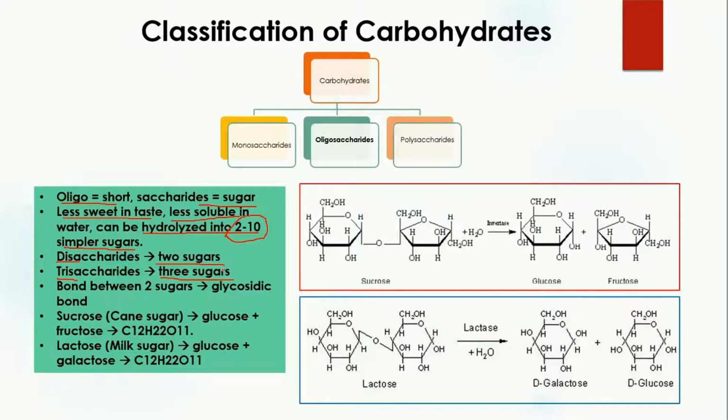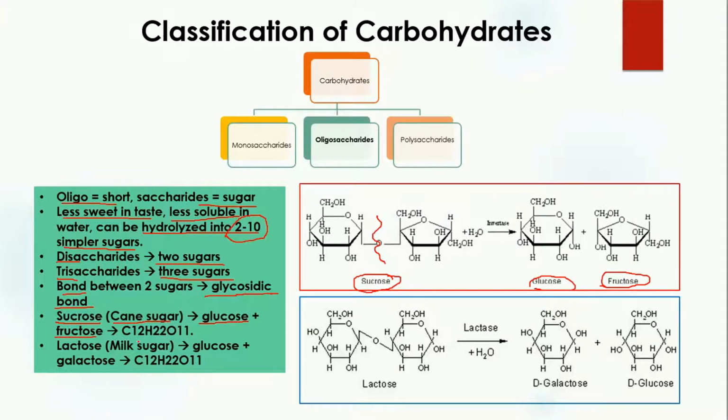When two sugars combine with each other, they make a bond, and this specific bond is known as a glycosidic bond. An example of an oligosaccharide is sucrose, which is also known as cane sugar because it is obtained from sugar cane. Sucrose is made up of glucose and fructose. Here you can see this is a sucrose, and if you break down the sucrose, you will have a glucose molecule and a fructose molecule.